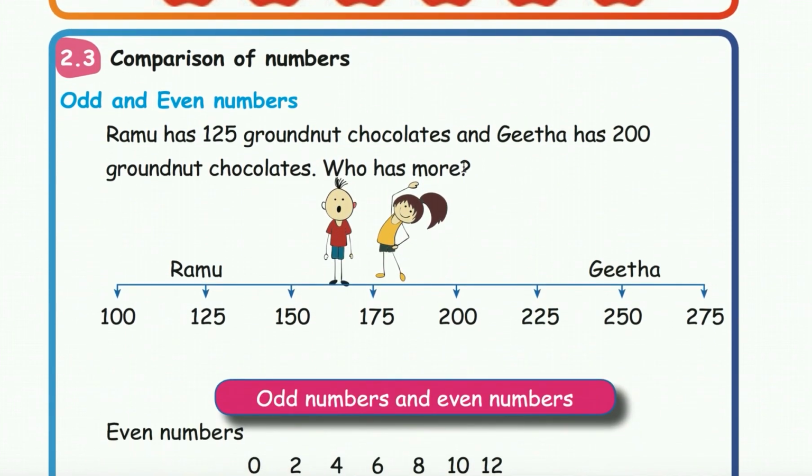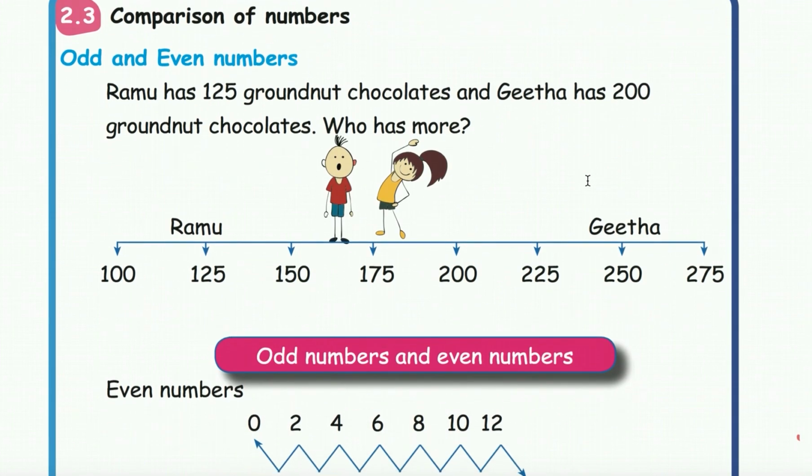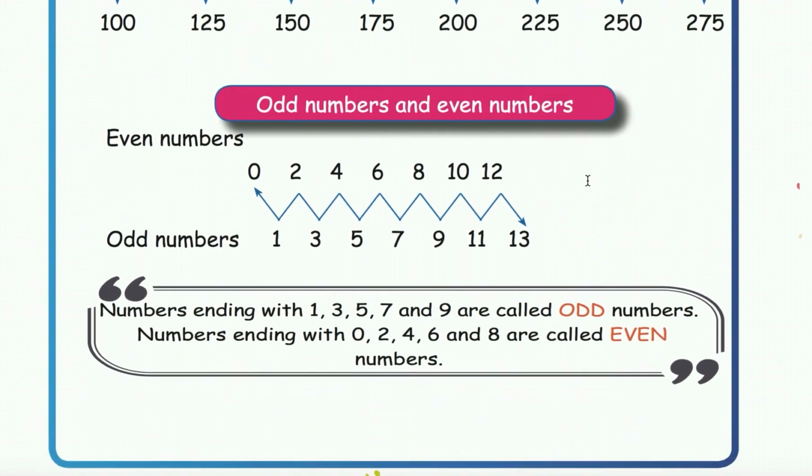Comparison of numbers. Ramu has 125 groundnut chocolates and Geeta has 200 groundnut chocolates. Who has more? This guy has 125, this girl has 200, so 200 is more. Ramu is standing here and Geeta is standing here, not here. No, 125, 200 only gave. This is cheating. Okay, no problem.